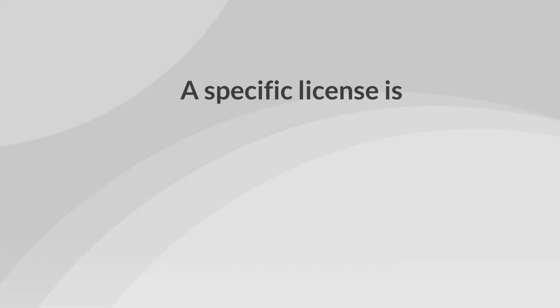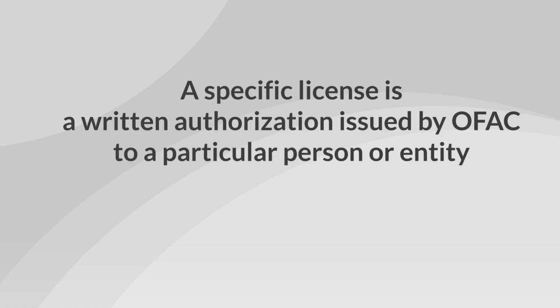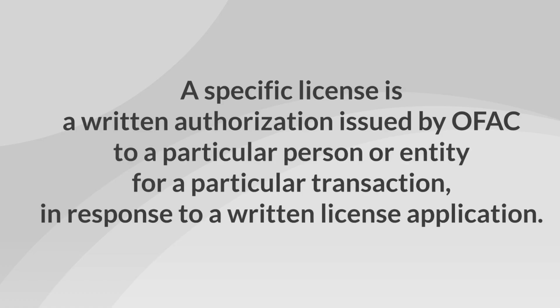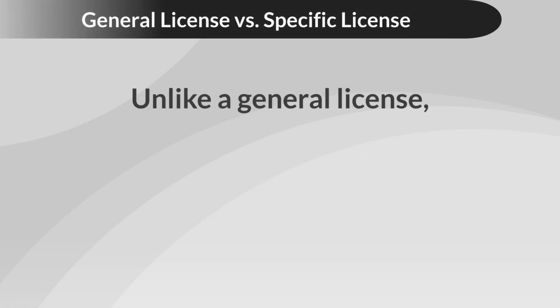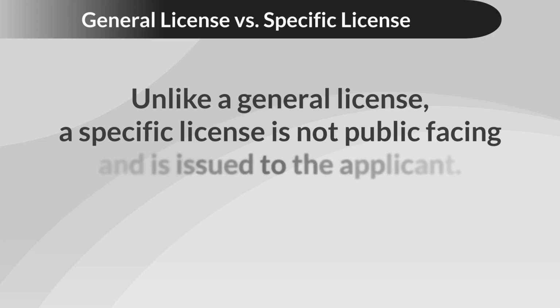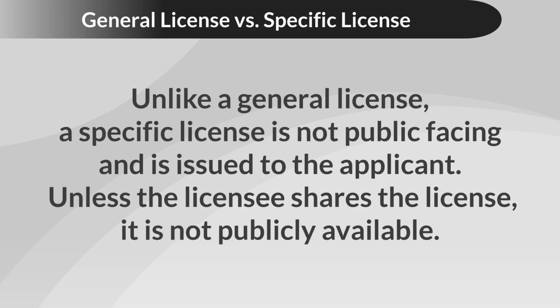A specific license is a written authorization issued by OFAC to a particular person or entity for a particular transaction in response to a written license application. Unlike a general license, a specific license is not public-facing and is issued to the applicant, meaning that unless the licensee shares the license, it is not publicly available.